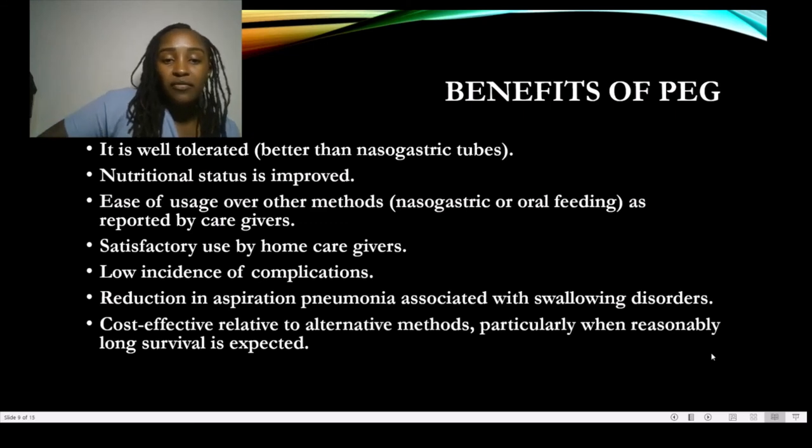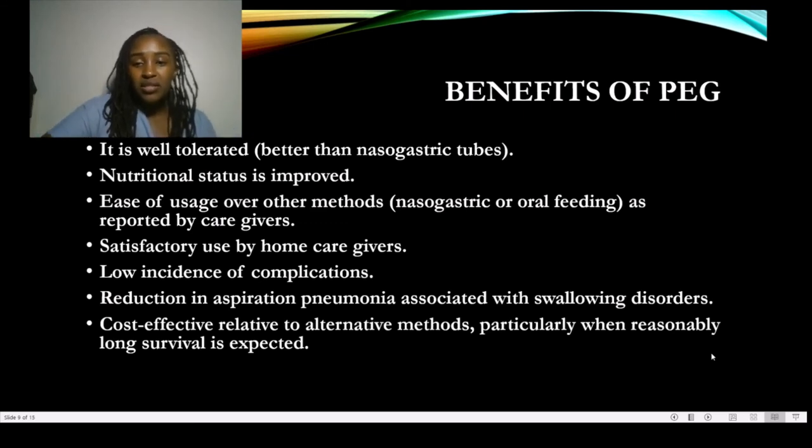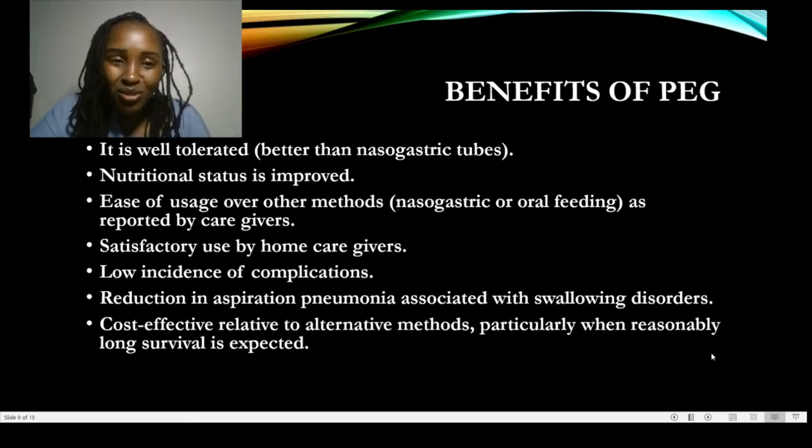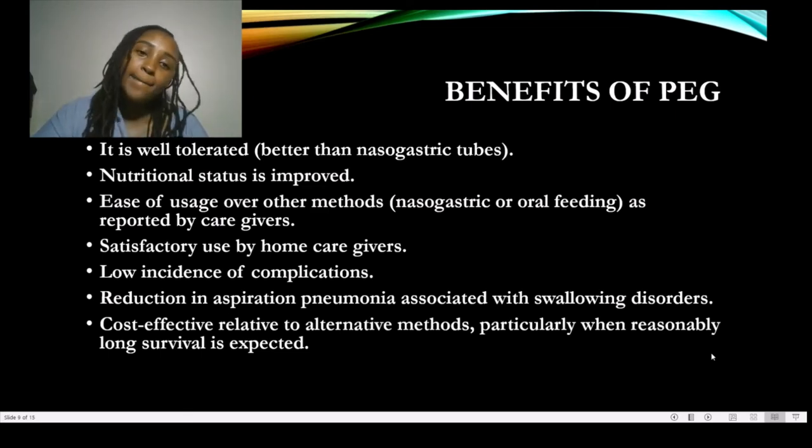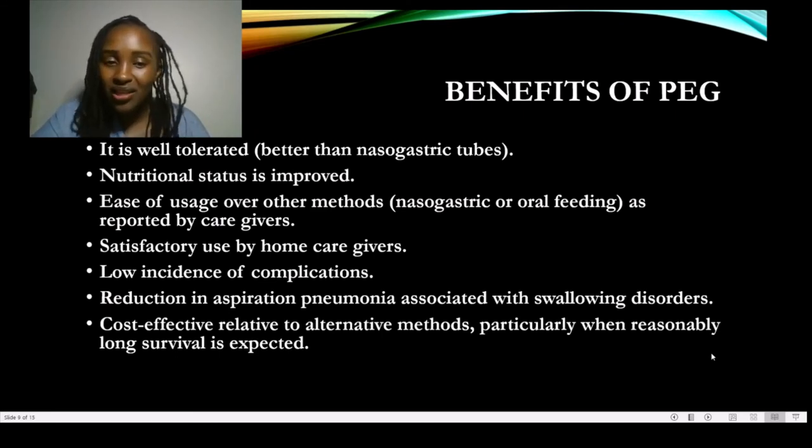Then it is cost effective relative to alternative methods such as TPNs, like I have said, because total parenteral nutrition is quite expensive. And for those people who know about feeds such as Cabiven, Minosteril, they don't come in cheap. And remember, it is nutrition for 24 hours until the patient is able to feed orally, and that could get very expensive. And therefore, it is more reasonable and more cost friendly.